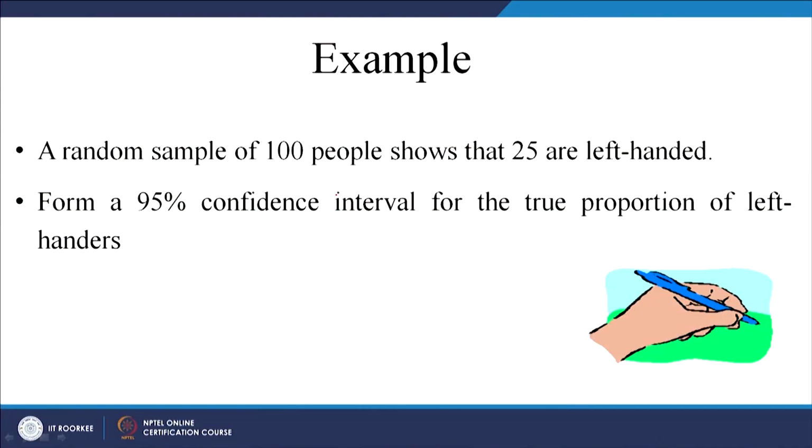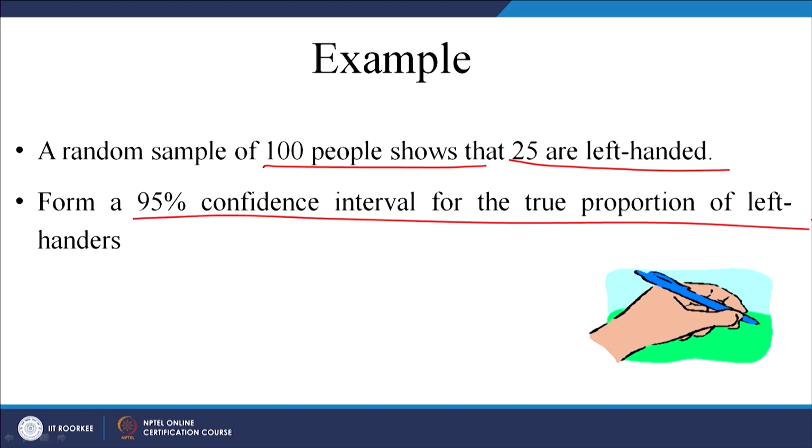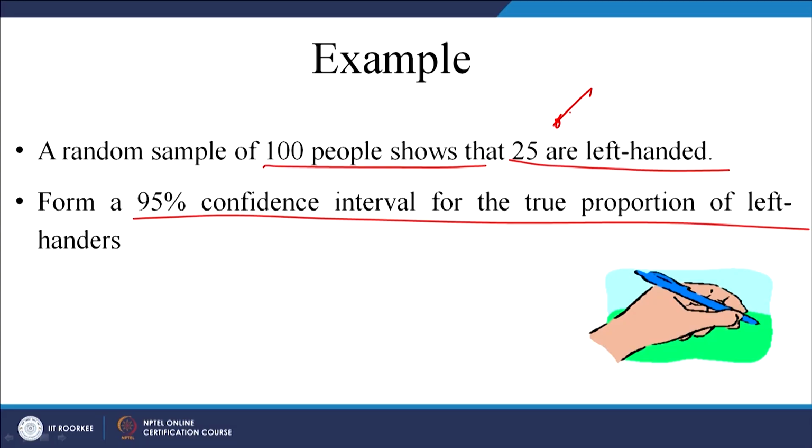You have taken a random sample of 100 people and the sample shows that 25% are left handed, their dominant hand is left. Form a 95% confidence interval for the true proportion of left handers. So, what we have to find out? We want to find the confidence interval of the population proportion when the sample proportion is 25%.